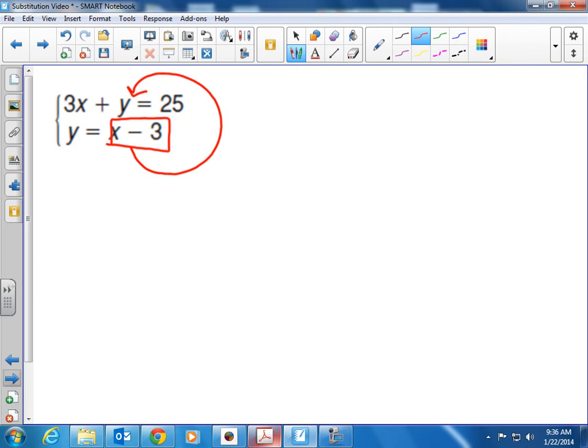Notice when I do that, I have 3x plus, I'm going to substitute everything that I boxed in, which is x minus 3. I'm going to substitute that where the y was, and I'm going to now finish my equation equals 25. Notice by doing that, I now have one equation that has one variable. We know how to solve this equation. We know the first thing we do is combine like terms.